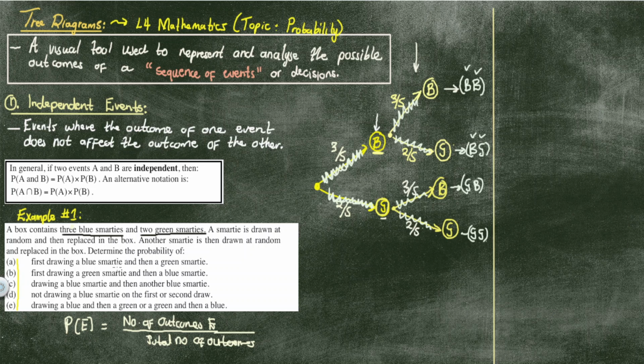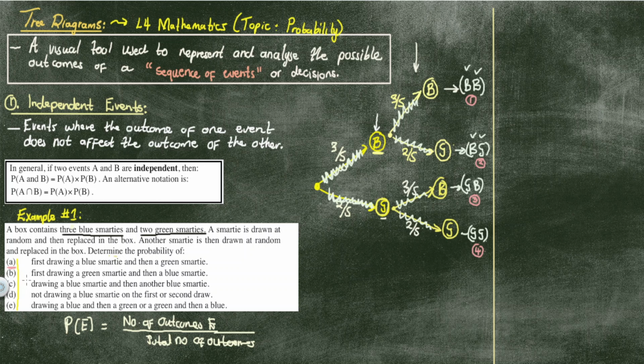Determine the probability of first drawing a blue smarty, then a green smarty. We have a number of branches. My outcomes you will hear me calling by branches, or sometimes I might call them locals or outcomes. I'm talking about one thing. When I say outcome, it's the same as talking about a branch here. So this is branch number 1, branch number 2, branch number 3, branch number 4.